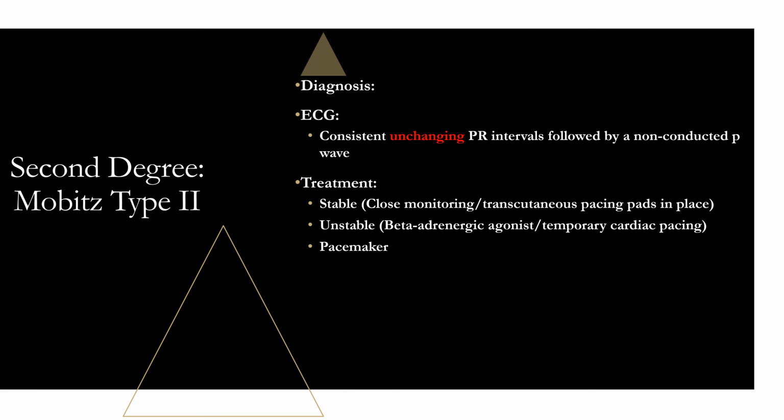Up until now, in a 1st-degree heart block or a Mobitz 1, if the patient was asymptomatic, they didn't need a pacemaker most of the time. But once we get to a Mobitz 2, because of how unstable this type of heart block is, everyone's getting a pacemaker unless there is some underlying treatable cause found. So just remember that when it comes to treatment, once you hit a Mobitz 2 or above, most patients are going to get a pacemaker.